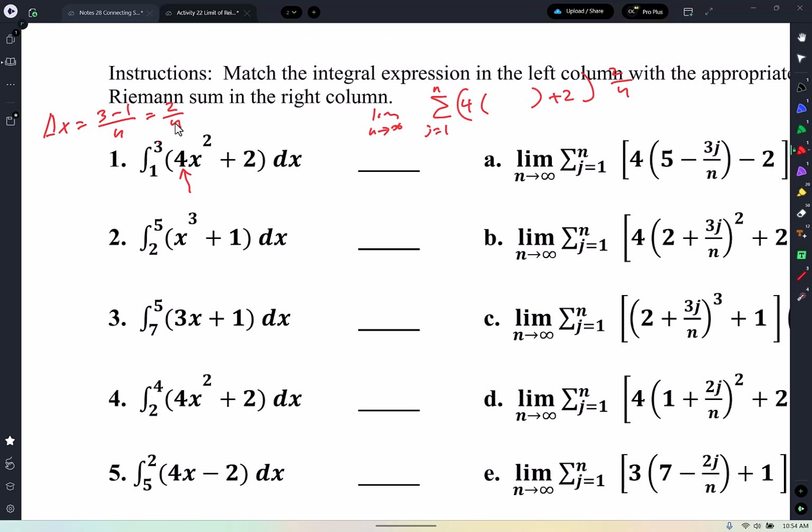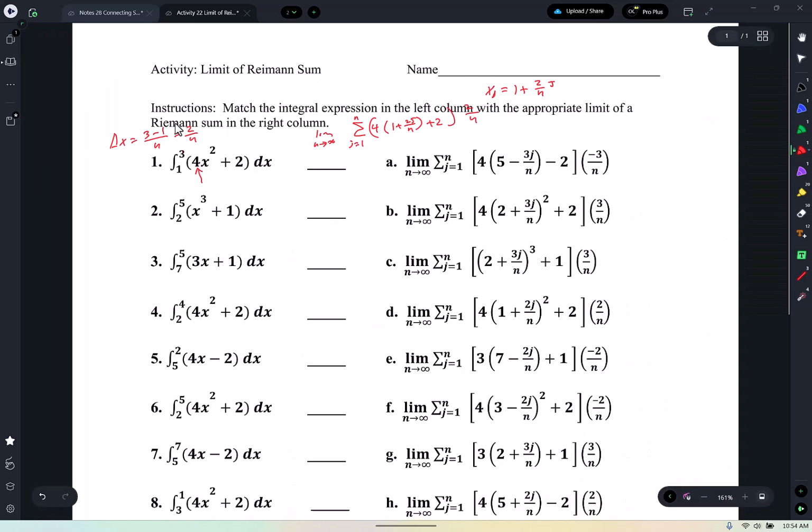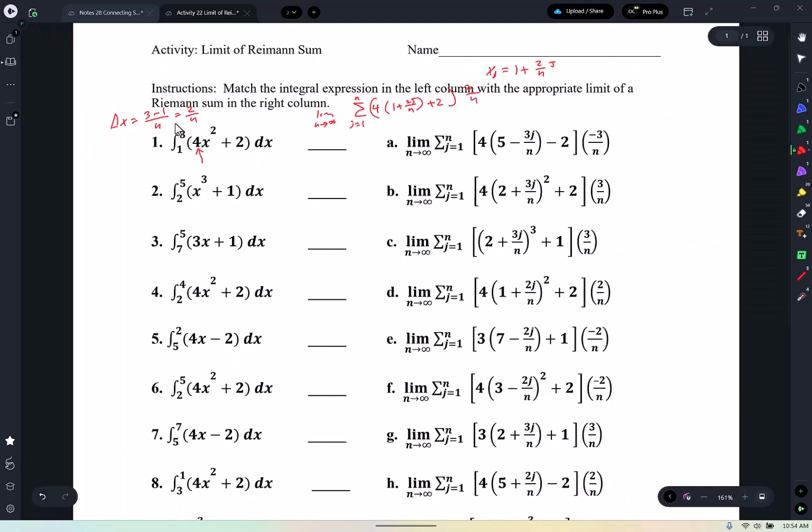All right, my x of k, or x of j, the way she wrote it. X of j is, I start at 1, plus my delta x is 2 over n, and then I multiply it by, in this case, j, because she's using the letter j. So in here is 1 plus 2j over n. So let's look for that. Do you see it? It is D. It looks like that to me.